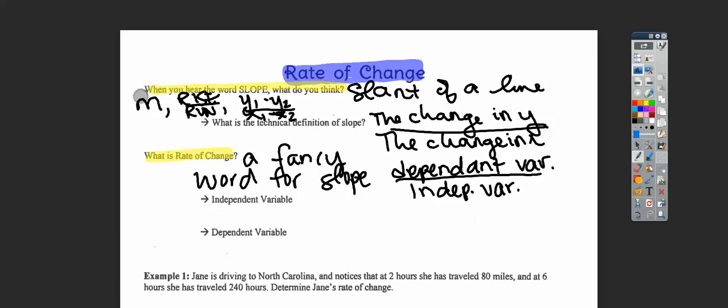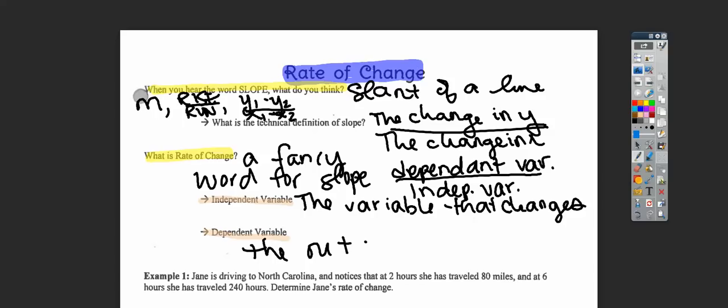So if we take a look at this and we talk about the difference between independent and dependent, hopefully those words look familiar to you because you learned them in science. The independent variable is the variable that changes, and the dependent variable is the outcome. So I'm taking my outcome, the rate of change, and I'm dividing it by my variable that changes. If we now relate independent and dependent to variables, do you think independent is x or y? Well, it's x, because x is the one that changes. I pick my values for x. And dependent is y, because when I plug in x, I get y.